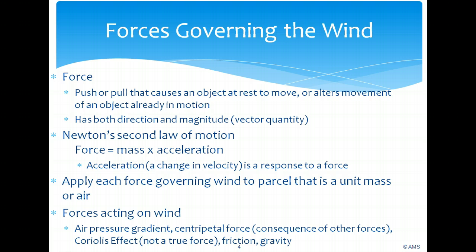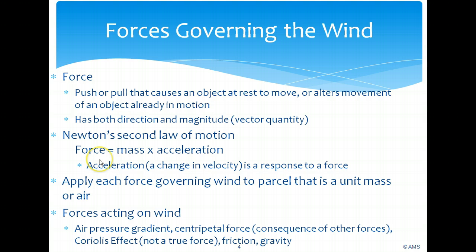As we'll see, several forces influence wind direction and speed. A force is defined as a push or pull that can cause an object at rest to move, or that alters the movement of an object already in motion. Like the wind, a force has both direction and magnitude and is considered a vector quantity. Forces acting on the wind are listed on this slide, such as air pressure gradient, centripetal force, Coriolis effect, friction, and gravity. And we're going to talk about each of these individually throughout this presentation.